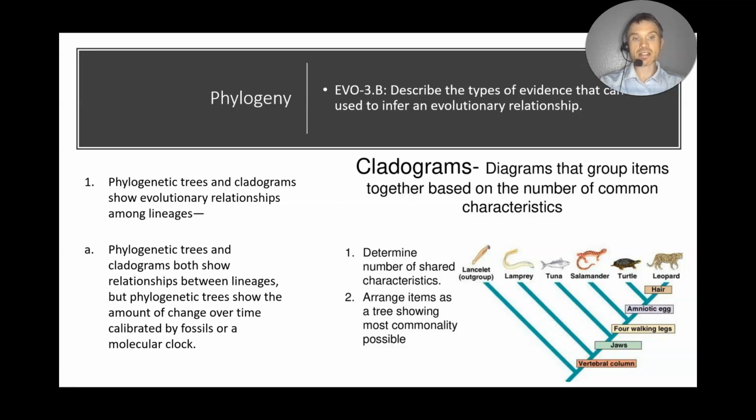The lancelet doesn't have that, whereas the lamprey, the tuna, the salamander, the turtle, and the leopard all have a backbone. So that backbone is unique to all those species with the exception of lancelet. And we work our way up, up, up, going from jaw to forelegs to amniotic egg, all the way up to hair. Hair is unique to the leopard.